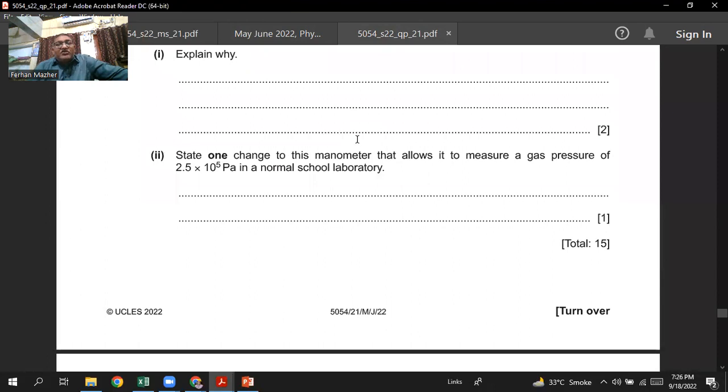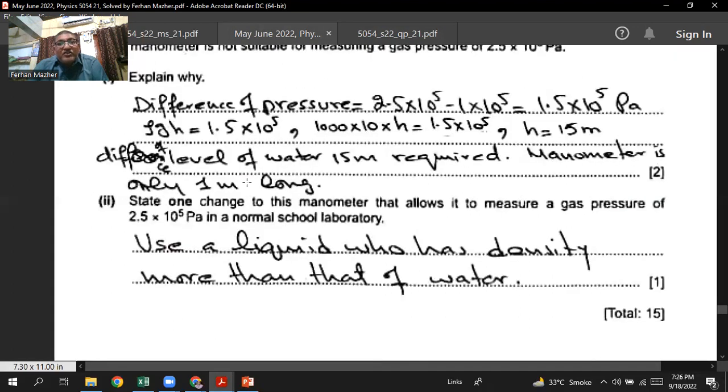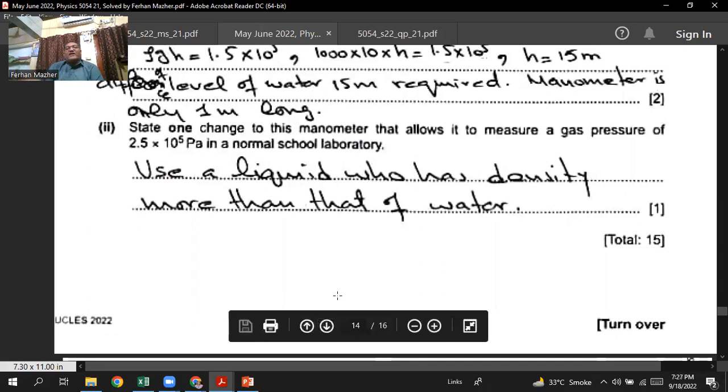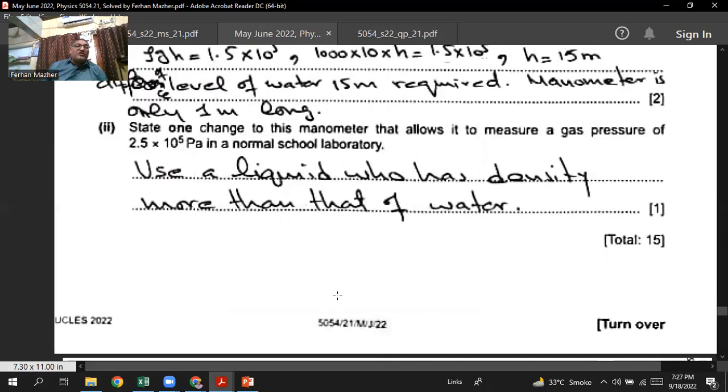State one change to this manometer that allows it to measure a gas pressure of 2.5 expo 5 Pascal in a normal school laboratory. So you have to change the liquid which you are using in the manometer. You can use a liquid whose density is much higher than that of the water. For example, you can use mercury instead of water. Its density is much higher compared to the density of the water. Use a liquid that has density more than that of the water.